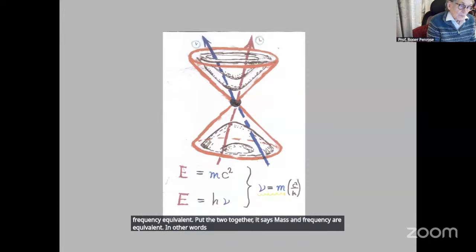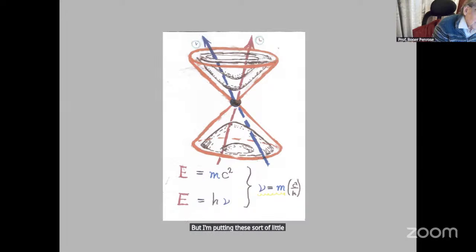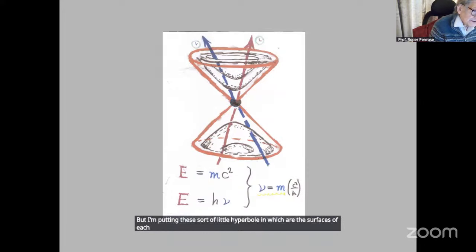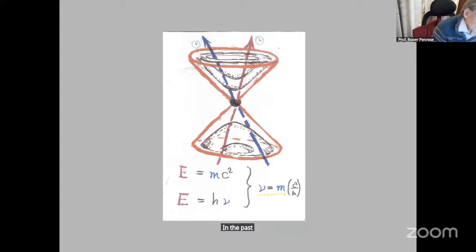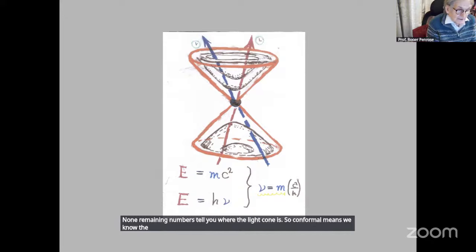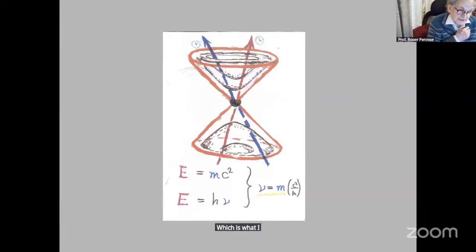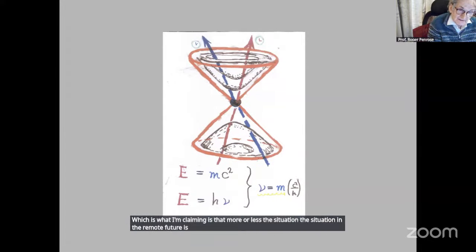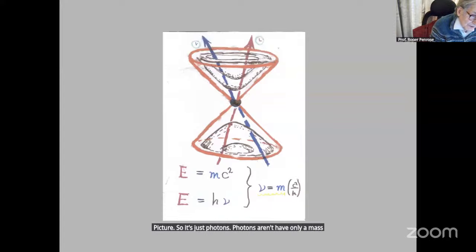In other words, where you get frequency, and I've tried to indicate that in my picture, it's not just the cones, but I'm putting these sort of little hyperboloids in, which are the surfaces of equal time. So the particles, you're supposed to imagine they're clocks, and the first tick and the second tick and the third tick will be represented by those little hyperboloid surfaces in the past cone and in the future cone, and how closely they're packed is one number. The 9 remaining numbers tell you where the light cone is. So conformal means we know the light cone, but we don't know how packed it is to give you the mass. Now, if you don't have any mass, which is what I'm claiming is more or less the situation in the remote future, it's pretty well photons. The story is more complicated really in the remote future, but let's take the simple picture. So it's just photons. Photons don't have any mass, so they don't know big from small. They just know the light cone.